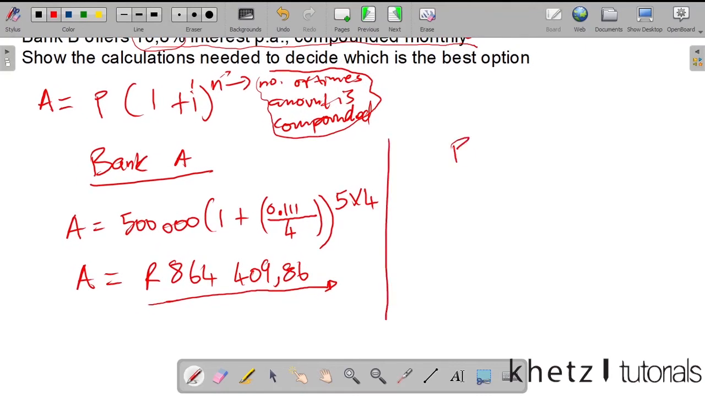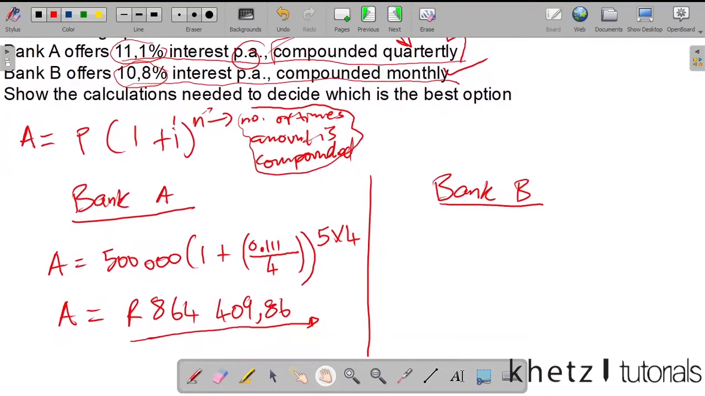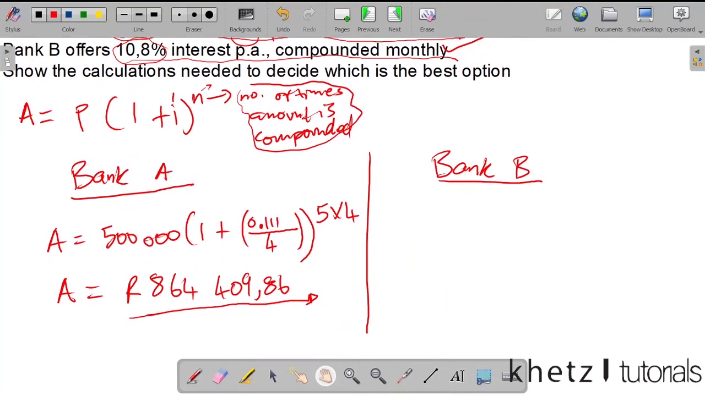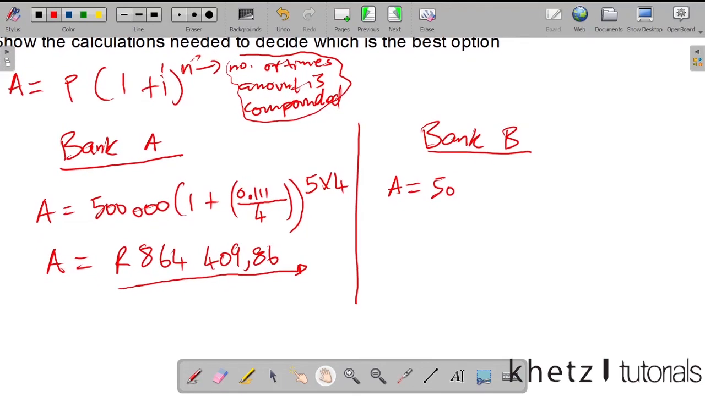Let's check bank B so that we can finally compare. For investment, we want the option that will give us more money, because we're putting our money away for some time and not having access to it just so it grows. The aim of that action is to grow the money, so we see which one is going to give us greater returns and choose that option.